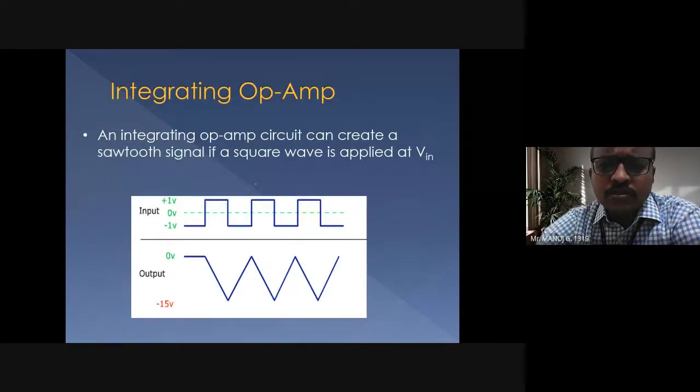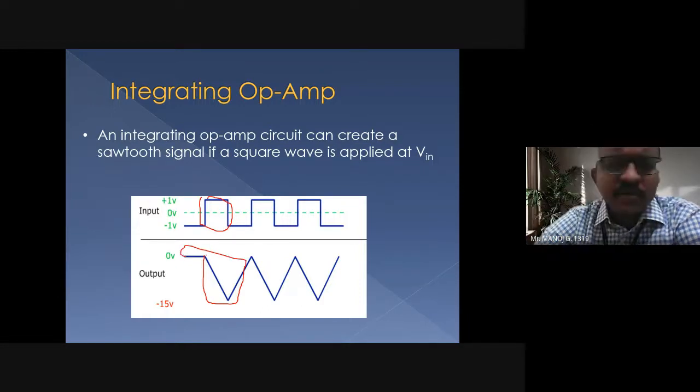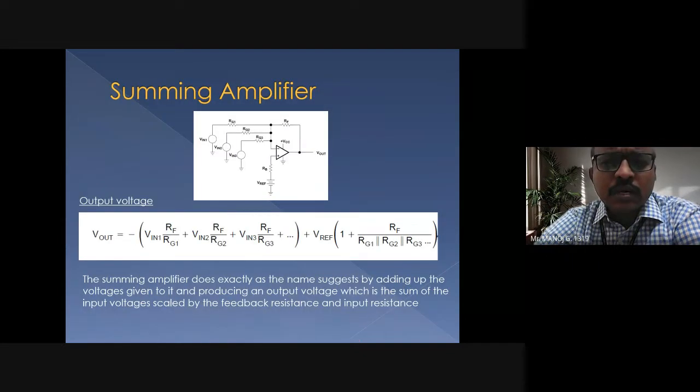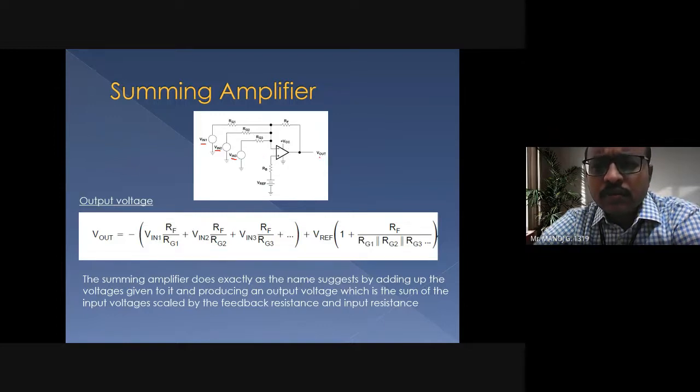If the input is a square wave, your output of your integrator would be a sawtooth, or a triangular wave, right? These are things I think you've already done, so I'm not going into detail. And the last one is your summing amplifier. A summing amplifier can have a lot of input waveforms, V1, V2, V3, right? You add them and you get the output.